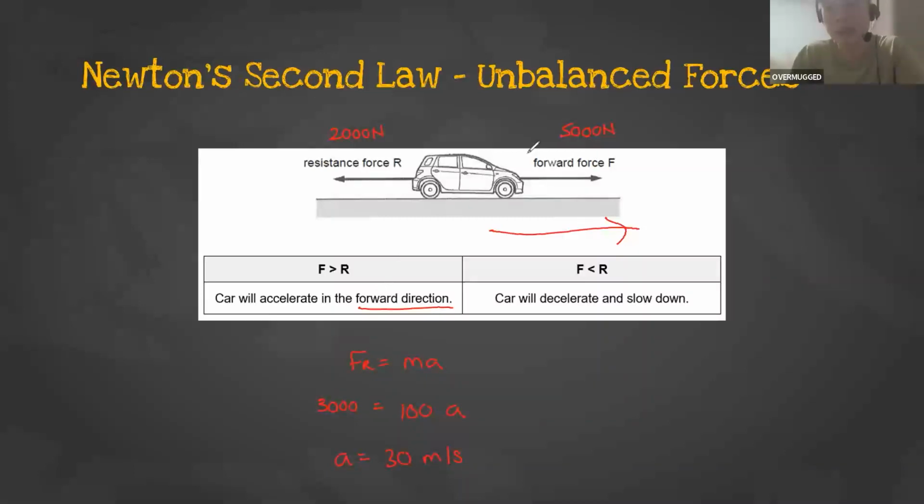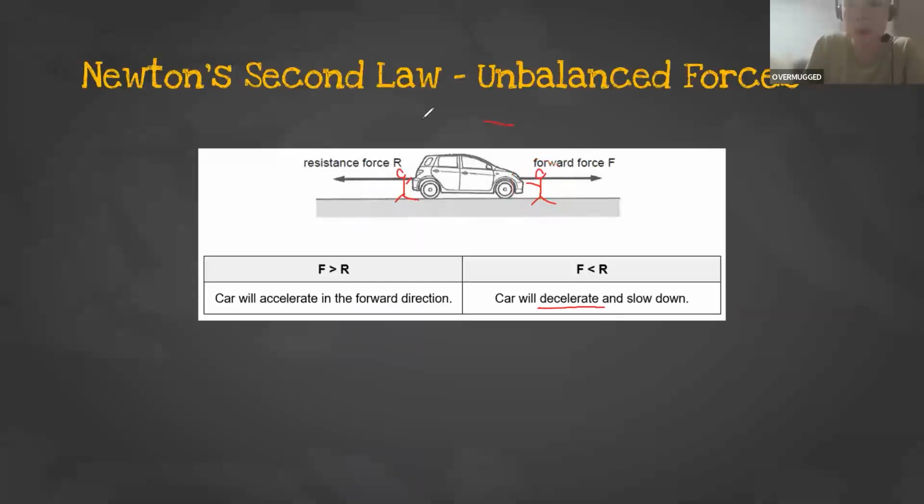What about the opposite scenario? If my forward force is lesser than my resistive force, my car will decelerate and start to slow down. Imagine I have two persons here. Now this guy is stronger, pushing the car towards the left and is much stronger compared to the guy pushing the car towards the right. How will the car move? The car will move towards the left, right? So similarly, the car will decelerate and start to slow down. Why? When R is greater than F.